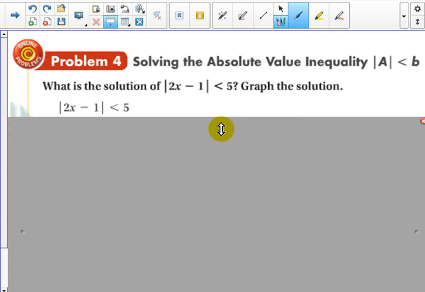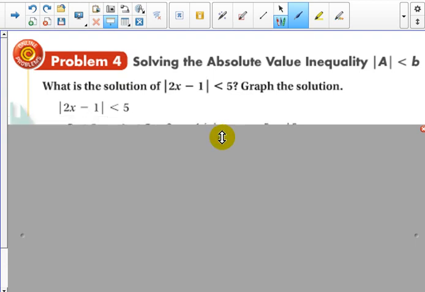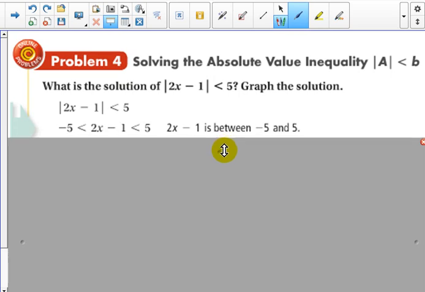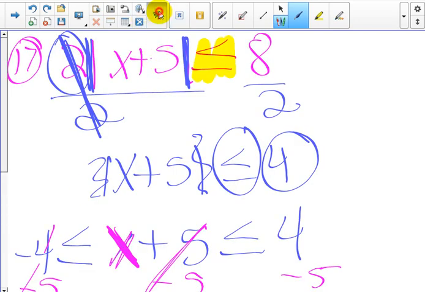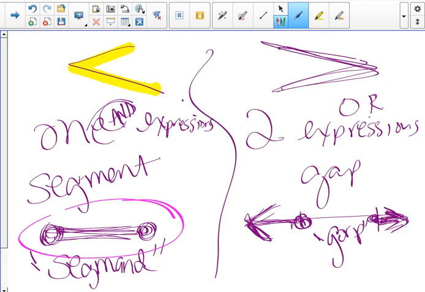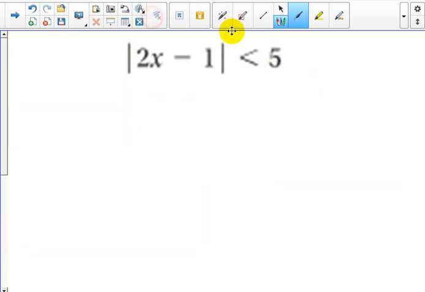So, what is the solution of the absolute value of 2x minus 1 less than 5? Graph the solution. Well, this is less than, and I said if it's less than, it's got one inequality. So, let's look at what this looks like. We're going to make it a compound inequality because it has 3 parts. So, how do we do this? The 2x minus 1 is less than 5. I think I've got it here. Nope. There it is. All right.